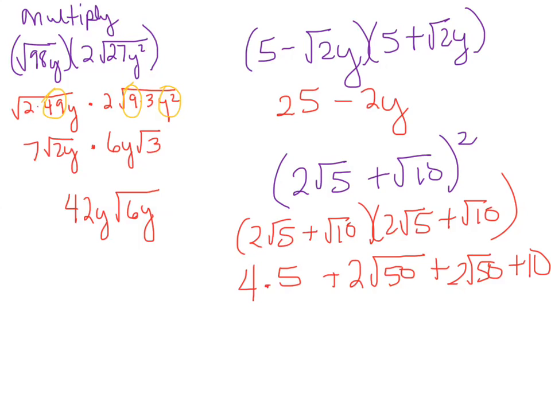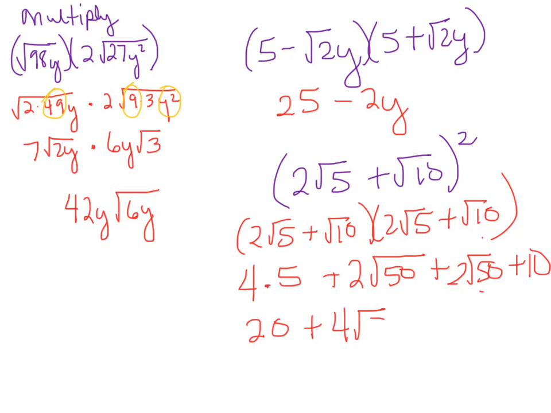Now the outsides give me the 2, the 2's get multiplied, which are on the outside, and then the inside will be 50. So the second term becomes 2 radical 50. Now when I'm FOILing, the insides and the outsides will be the same, so I'll get another 2 radical 50. And then the last becomes square root of 10 times square root of 10, which is just 10.